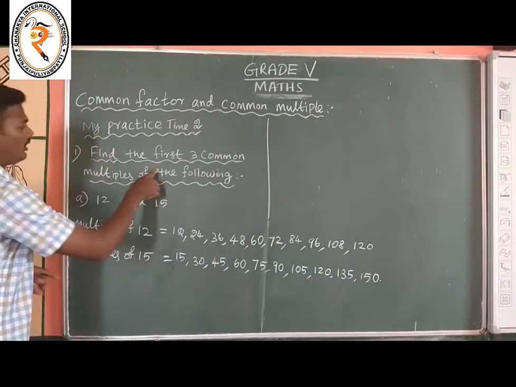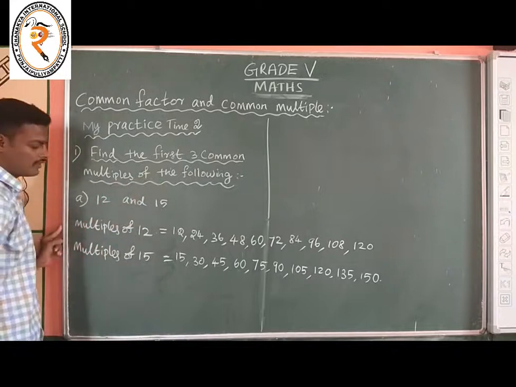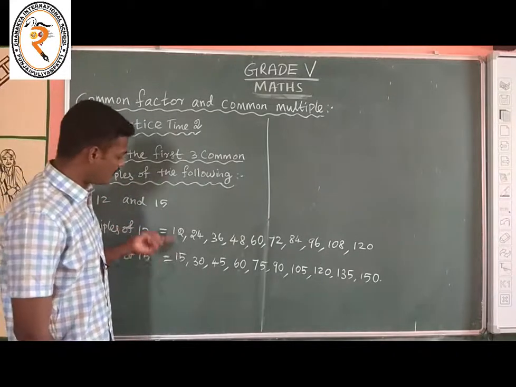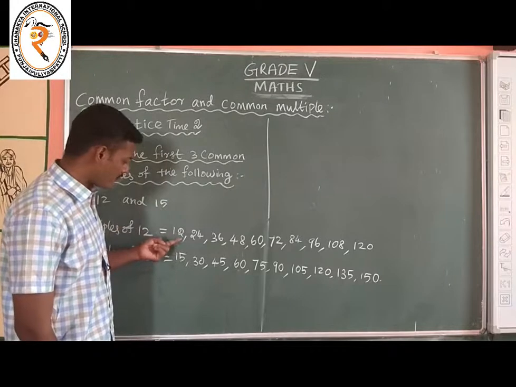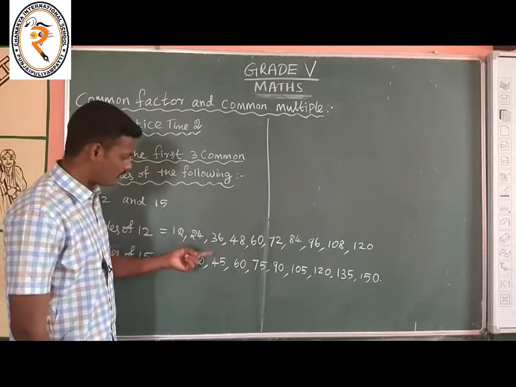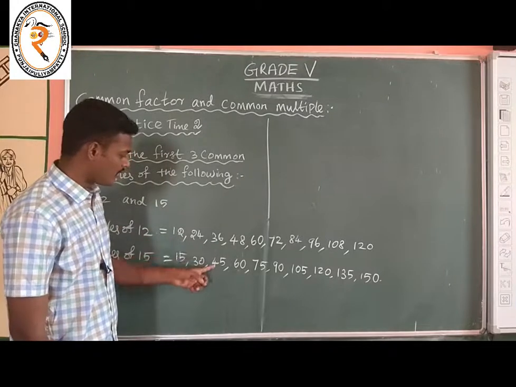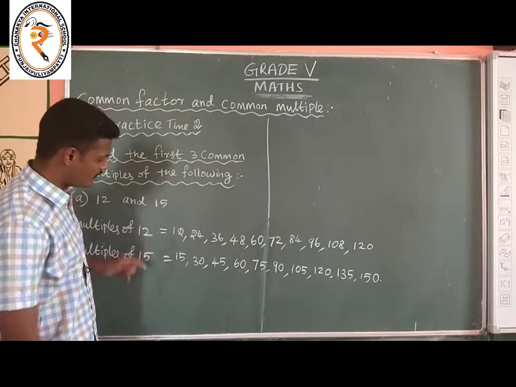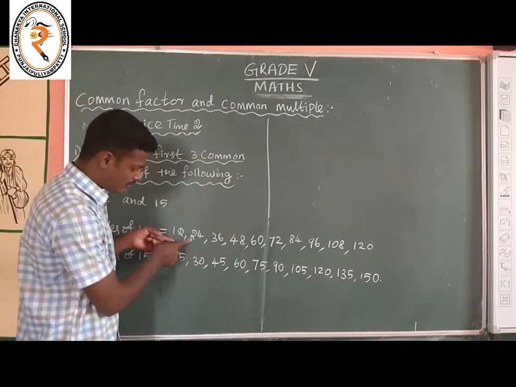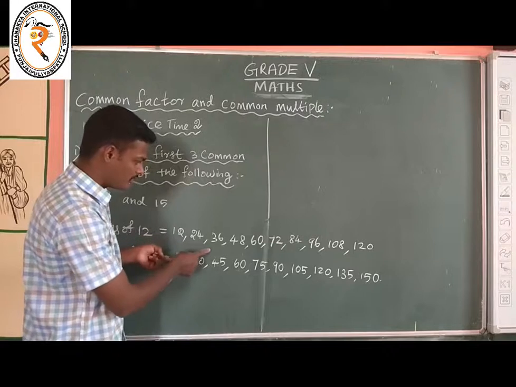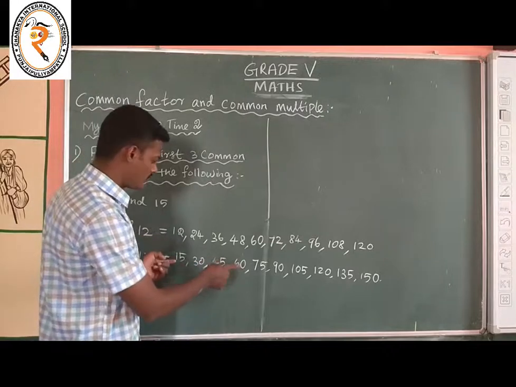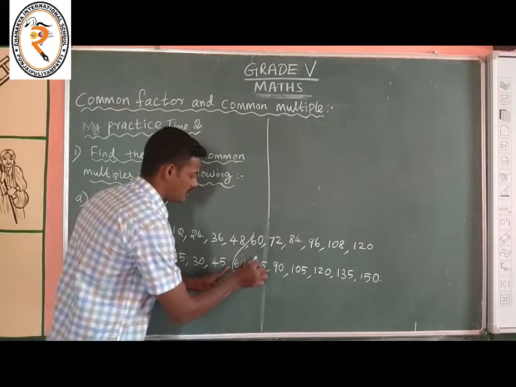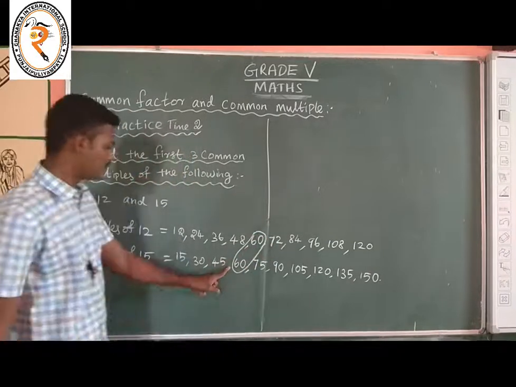First 3 common multiples of the following. Comparing multiples of 12 and multiples of 15, we look for the same numbers. Here 60, here also 60. 60 is the first common multiple.